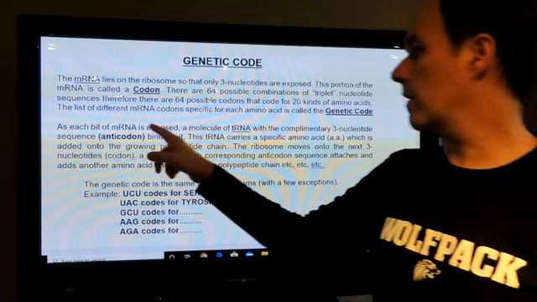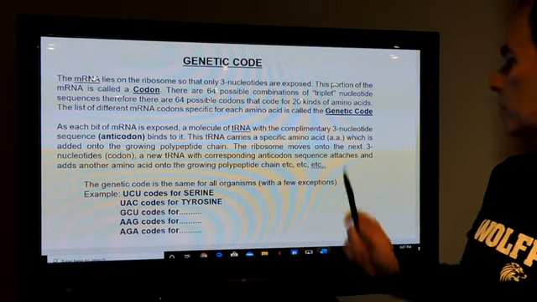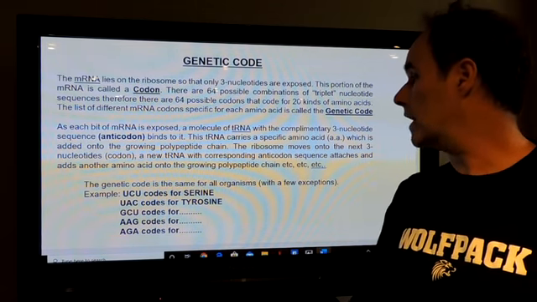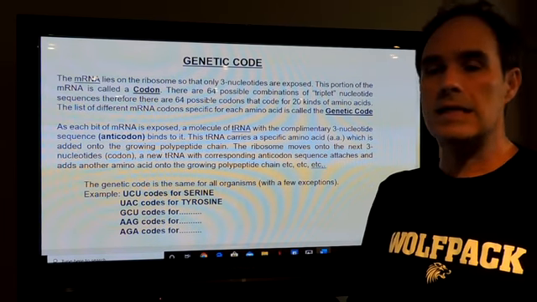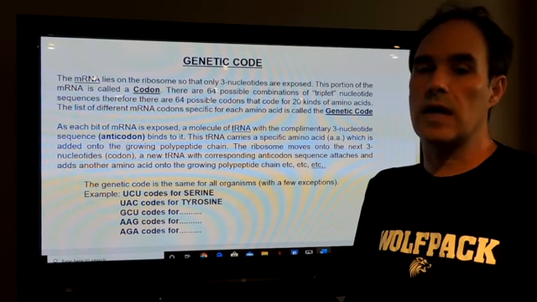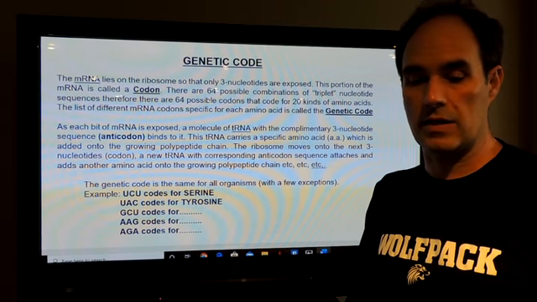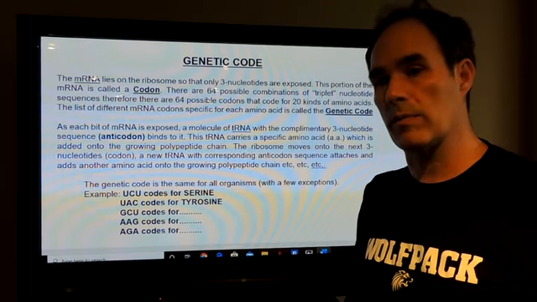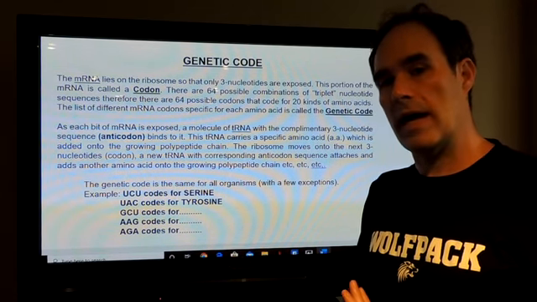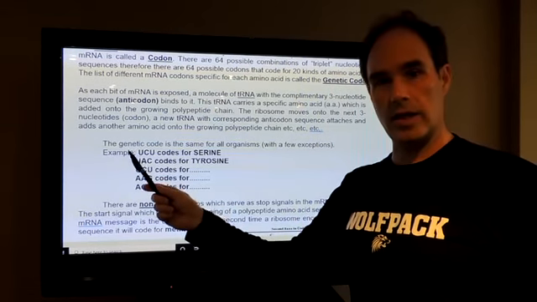So as each bit of mRNA is exposed, a molecule of tRNA with the complementary 3 nucleotide sequence called the anticodon binds to it. This tRNA carries a specific amino acid which is added on to the growing polypeptide chain. The ribosome moves to the next 3 nucleotides, codons, and a new tRNA with a corresponding anticodon sequence attaches and adds another amino acid onto the growing polypeptide chain. We're going to go into that process in more detail. Right now we're going to be talking about the genetic code. So let's talk about genetic code.